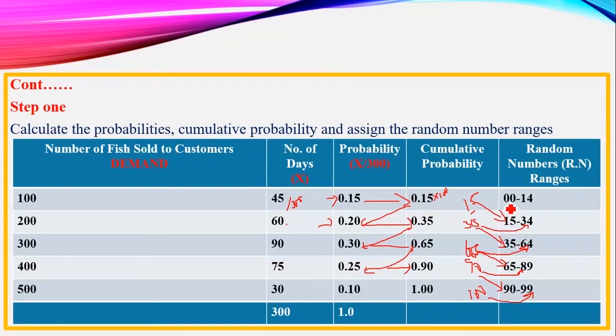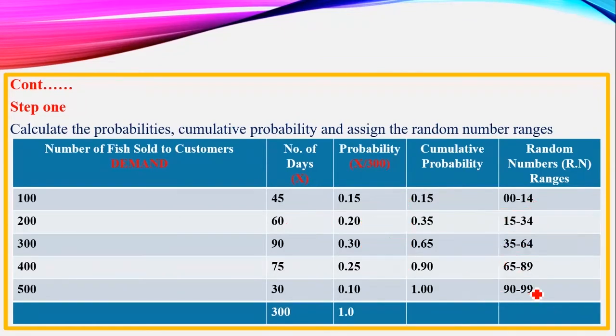That's why we have 0, 0 to 14, where 14 is the lower side of 15. Then 15 to 34, 35 to 64. As you can see, all the way to 90 to 99. So as you can see, this chain is ensuring that there is continuity in the values. We have 0 to 14, 15 to 34, 35 to 64, 65 to 89, 90 to 99. So it is continuous. It's making it continuous like that.